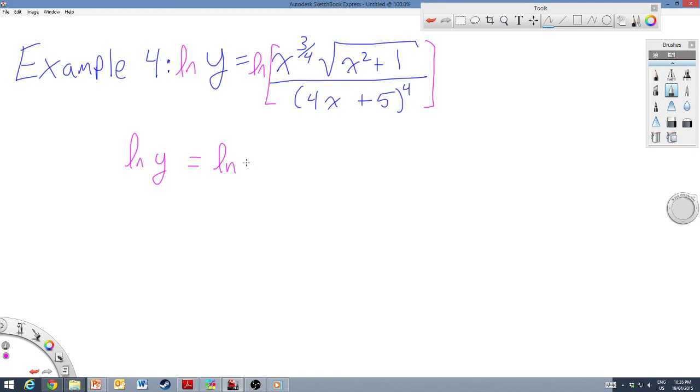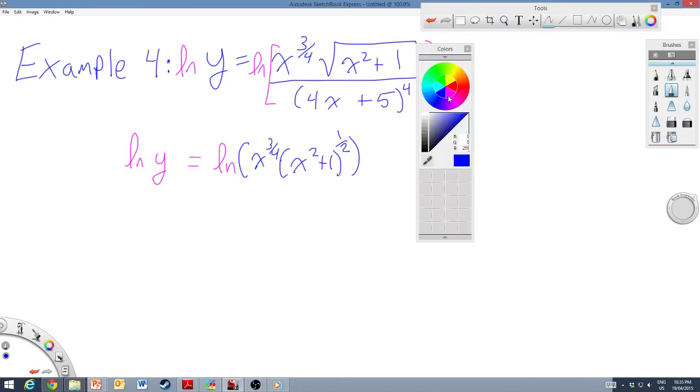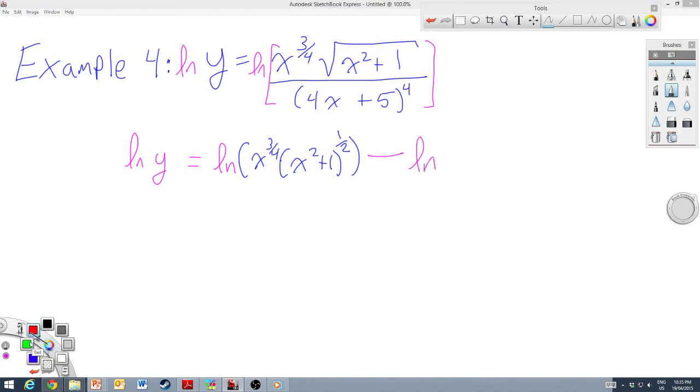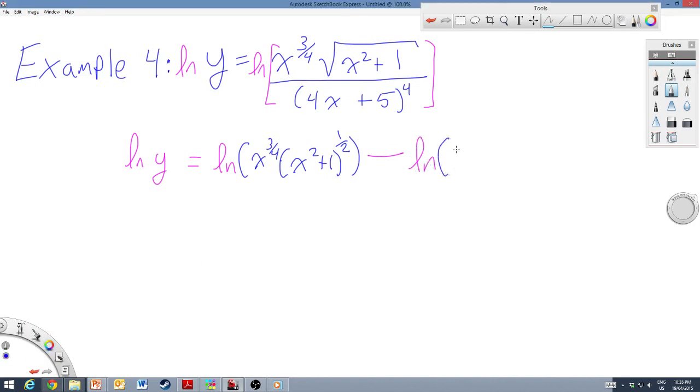So the first one I'm going to do is I'm not going to simplify that. I'm going to leave this. I'll write that in a different color so it's a little clearer. So I'm going to leave this portion as x to the 3/4, and I'm going to rewrite this as x squared plus 1 to the 1/2. Okay, and now when you have a quotient in the logarithm, log rules say we can rewrite it to be like this: ln minus, and then whatever's in the quotient. So 4x plus 5 to the 4. Okay, that's one use of log rules.